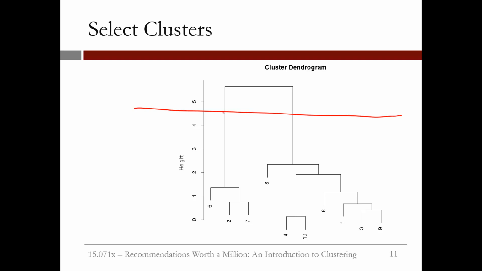In this case, our line crosses 2 vertical lines, meaning that we will have 2 clusters. One cluster with points 5, 2, and 7, and one cluster with the remaining points. The farther this horizontal line can move up and down in the dendrogram without hitting one of the horizontal lines of the dendrogram, the better that choice of the number of clusters is.